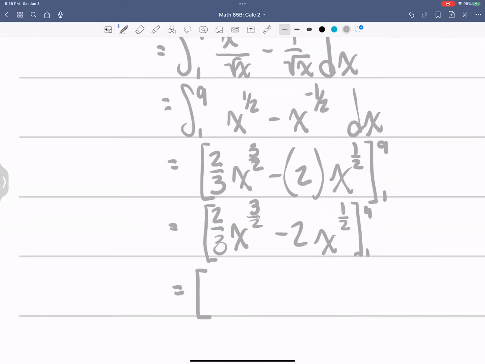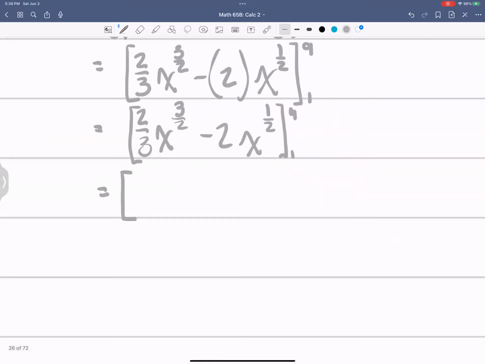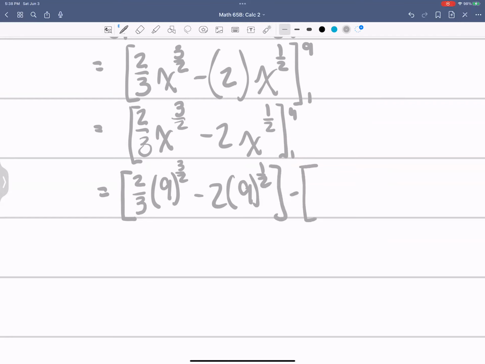All right, starting with evaluating at 9. So 2 over 3, we have 9 to the 3 over 2, minus 2 times 9 to the 1 over 2. And we're subtracting all of this, but evaluated at 1. 2 over 3, 1 to the 3 over 2, minus 2 times 1 to the 1 over 2.